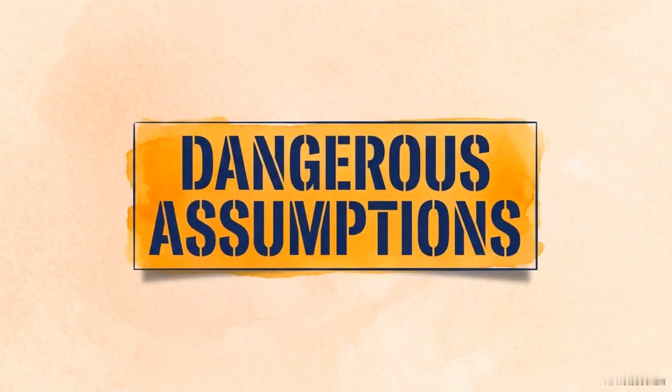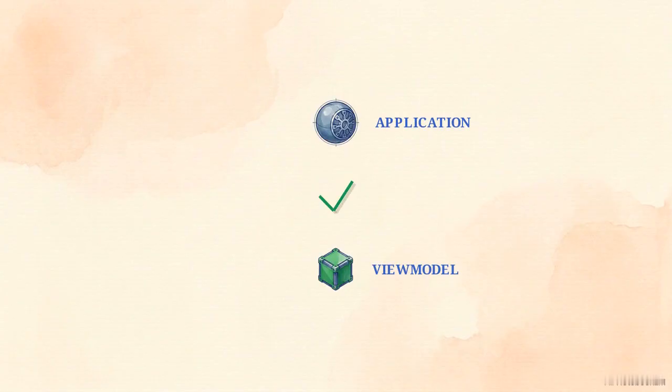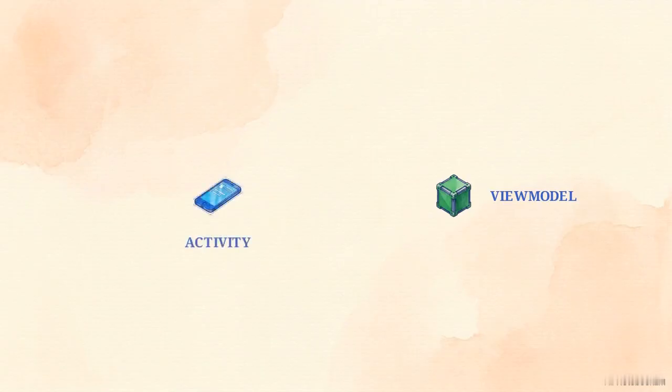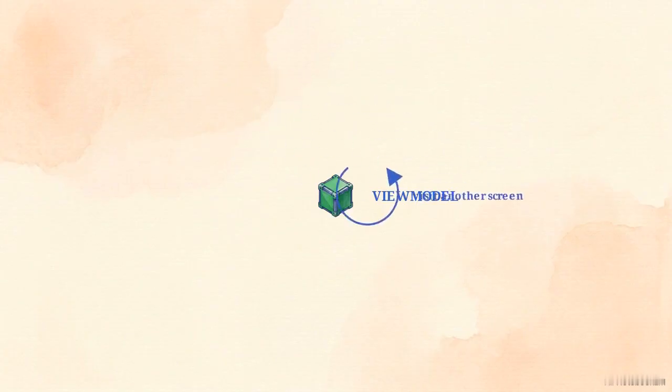Developers frequently cause memory leaks by imposing the wrong mental models onto the view model. A common error is assuming the application-level object holds the view model to keep it alive. It does not. Ownership is strictly local. Another error is the belief that view models actively monitor the activity lifecycle to make persistence decisions. View models are entirely passive. Briefly navigating away also does not destroy the view model.